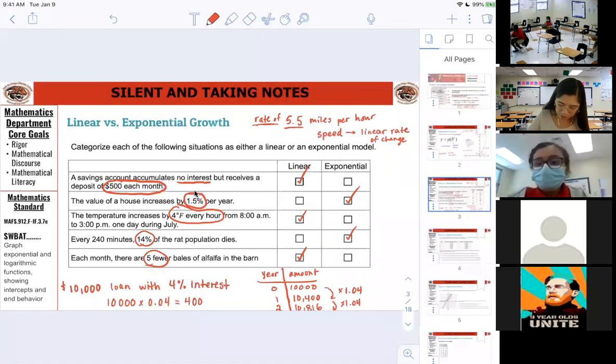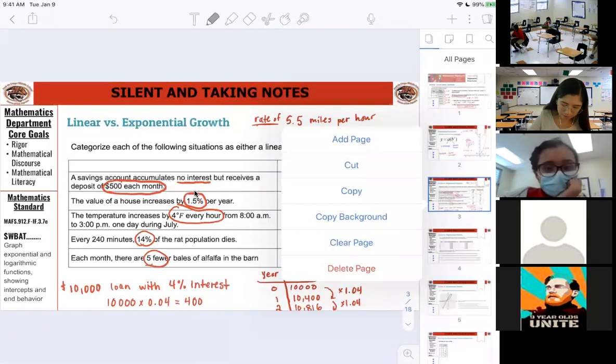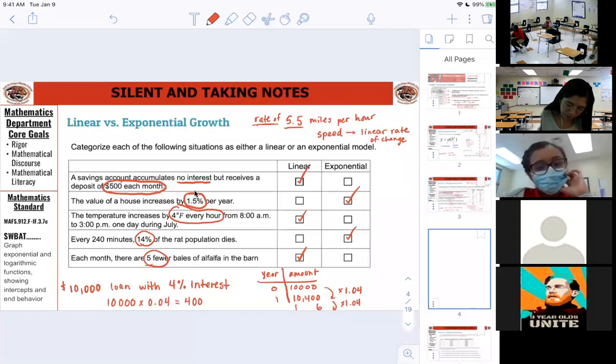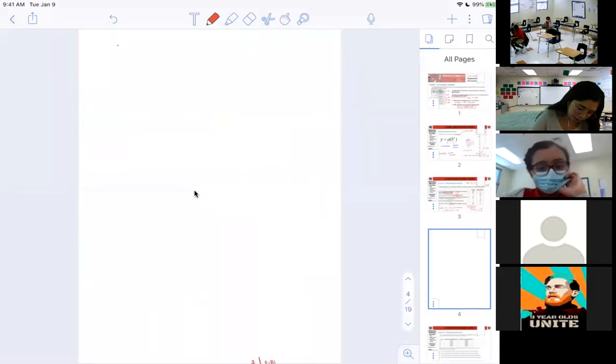How do I add a page? Hold on. Maybe the plus at the top. I got it.